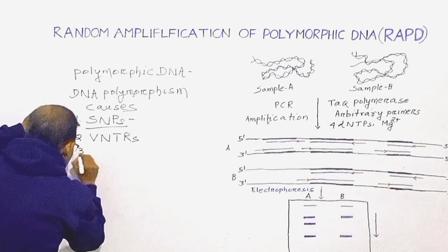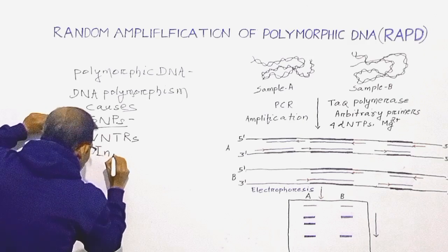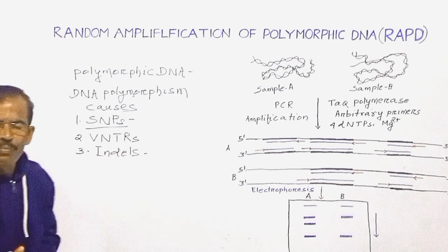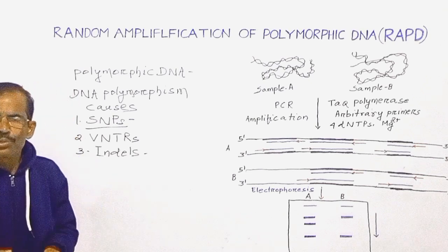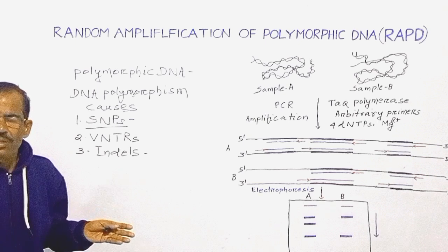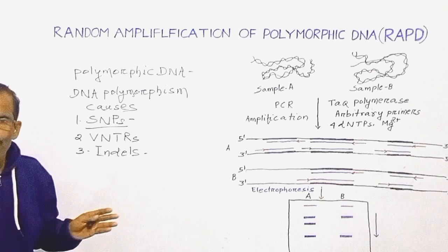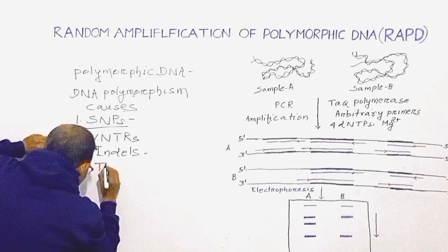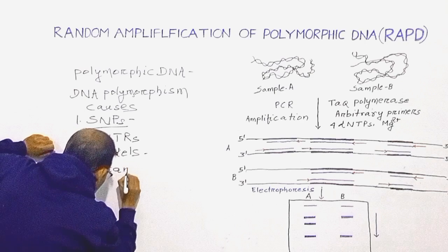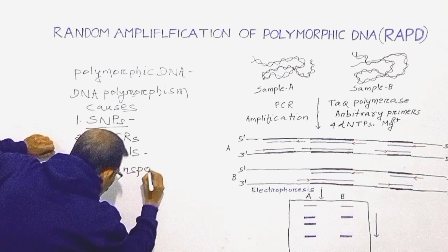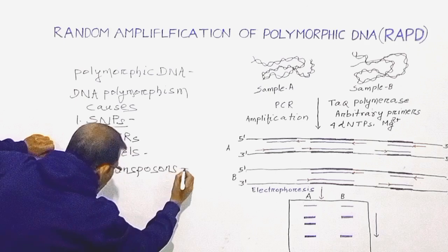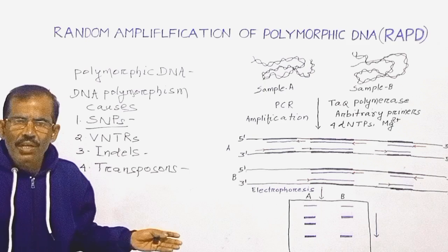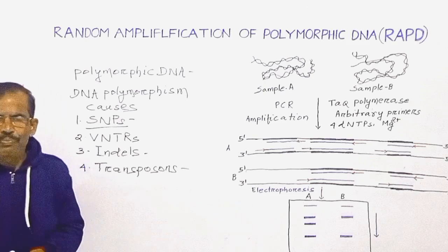Number three, insertions and deletions, or indels. Insertion or removal of nucleotides from the genome also creates genetic variation among individuals of a population. And finally, transposable elements or transposons, also known as jumping genes, move from one location of the genome to another location. Such movement of transposons also creates DNA polymorphism.